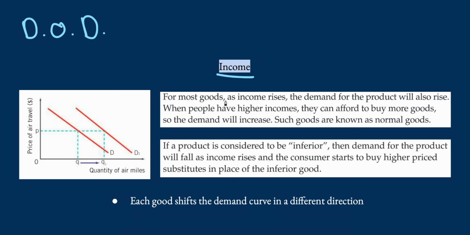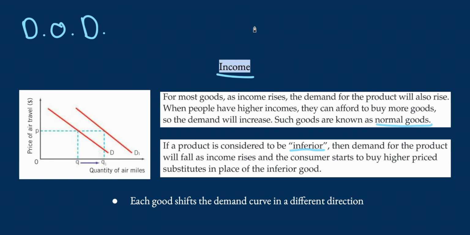So for most goods, as income rises, the demand for the product will also rise. When people have higher incomes, they can afford to buy more goods, so the demand will increase. Such goods are known as normal goods, okay? If the product is considered to be inferior, then demand for the product will fall as income rises and the consumer starts to buy higher price substitutes in place of the inferior good. Now, you're being introduced to 2 new words here, inferior goods and normal goods, okay? So let's break down the beginning first, okay?